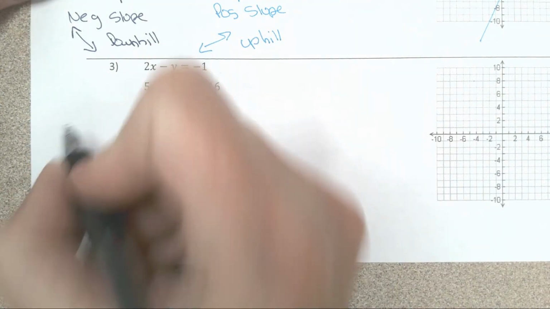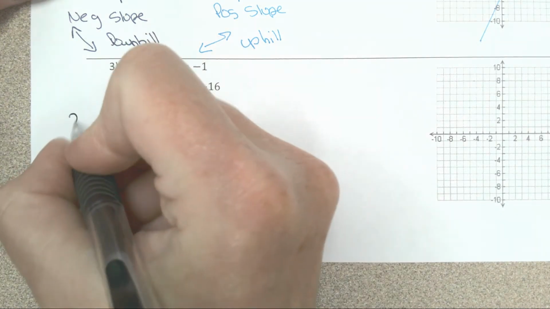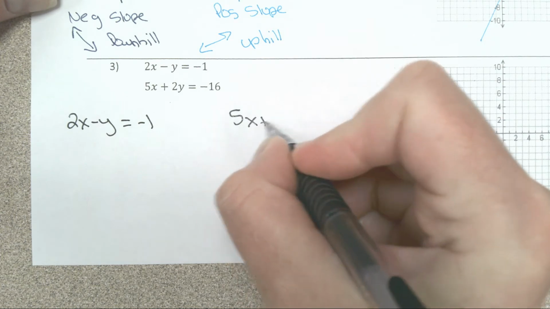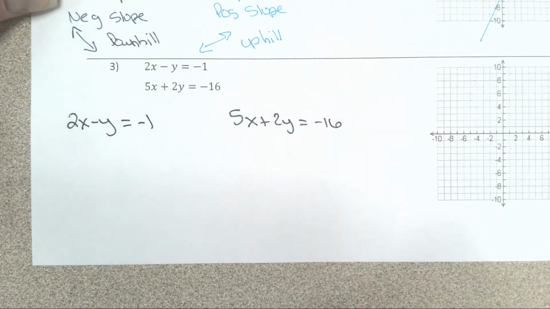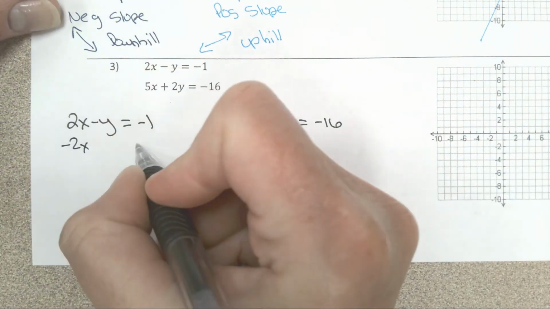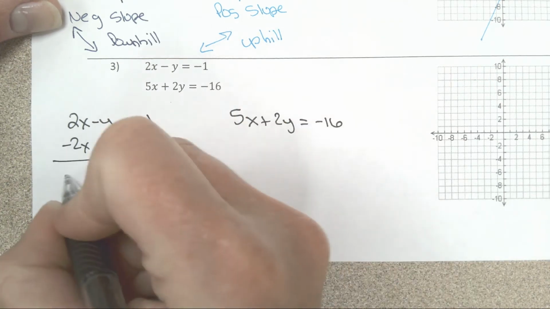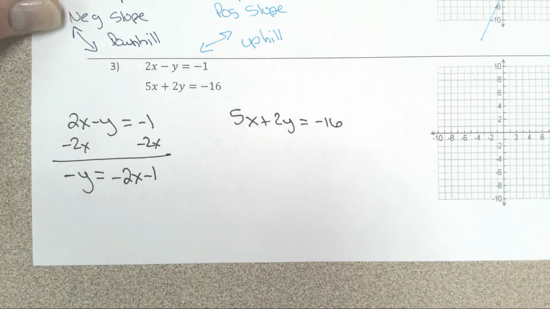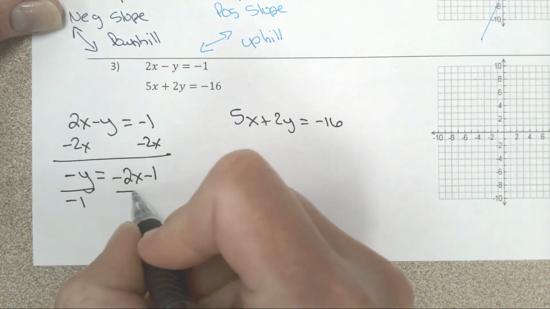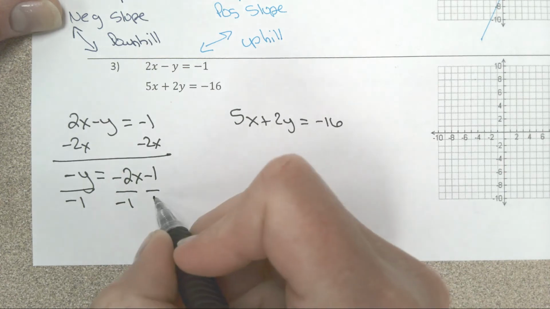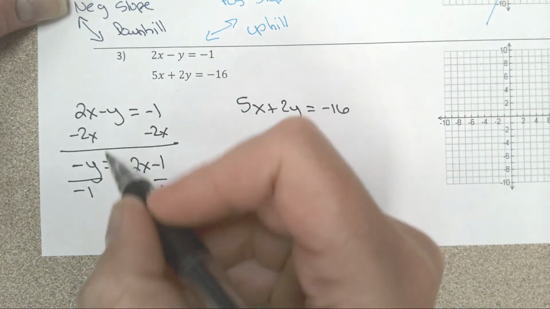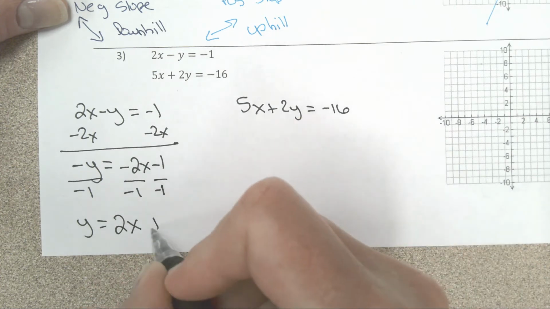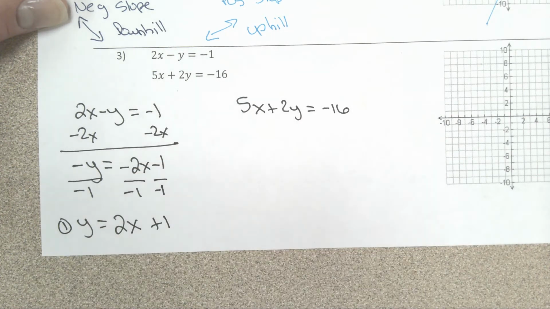On this one, it looks like we just have to solve for y. 2x minus y equals negative 1, and 5x plus 2y equals negative 16. So if I subtract 2x from both sides, I get negative y equals negative 2x minus 1. I'm going to divide every single term by negative 1. Negative divided by negative is positive. Positive, so that is my first line I'm going to graph.